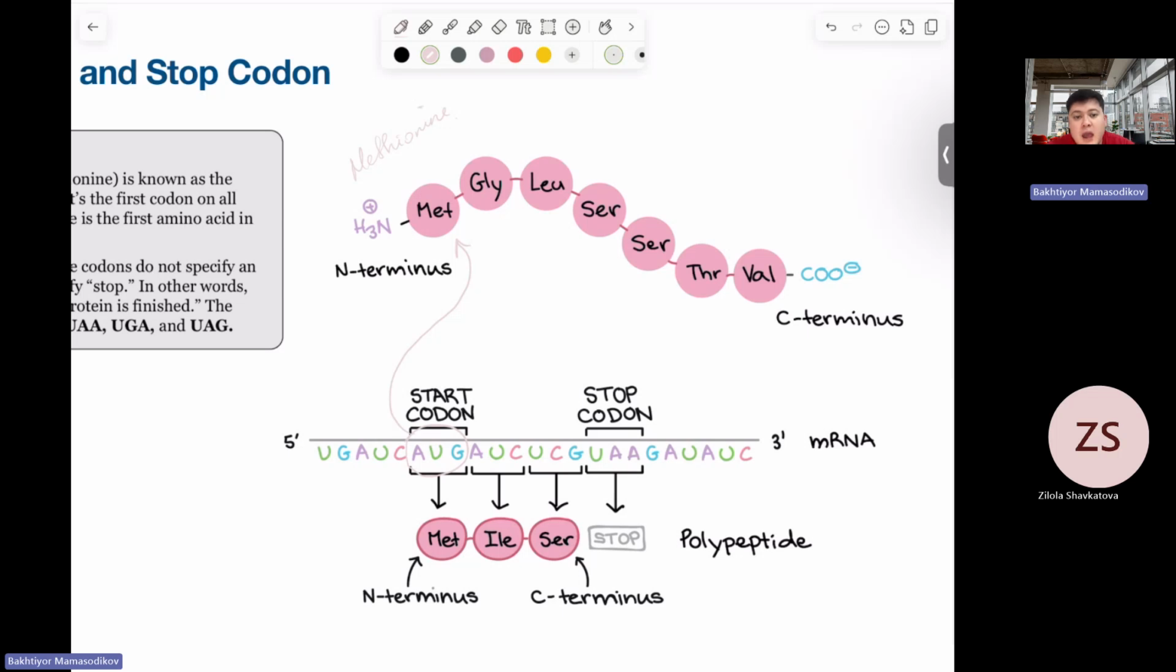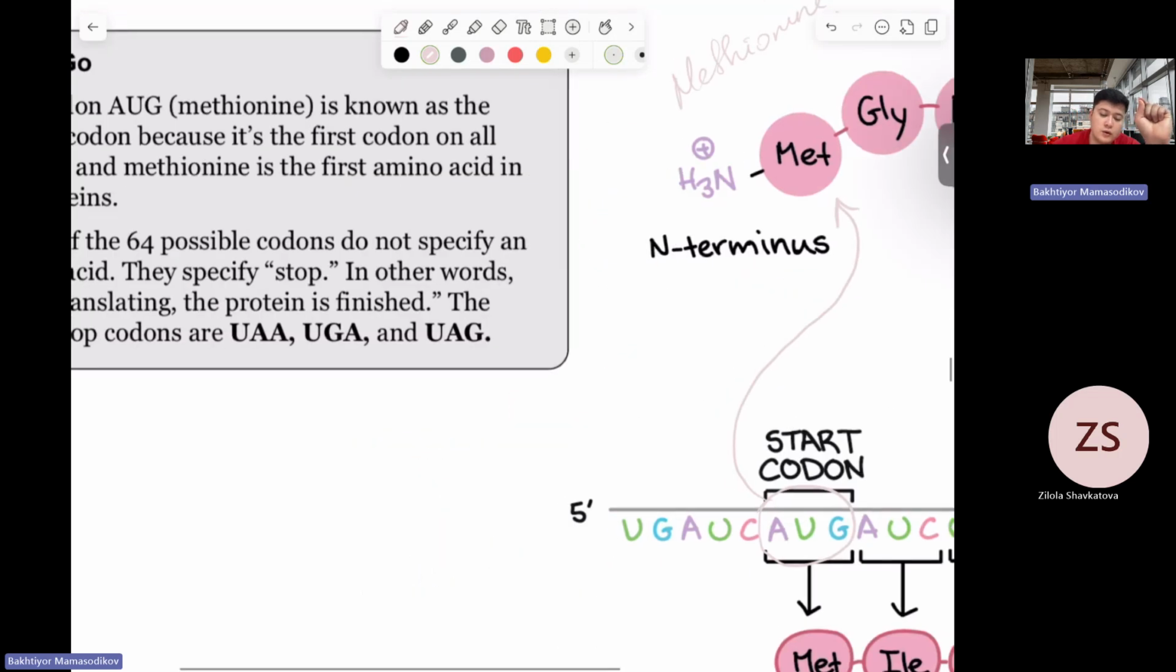Okay, it codes for methionine. Every protein starts with methionine. And we have the stop codons also. Those stop codons are UAA, UAG, and UGA. These don't code for any amino acid. They just stop the translation process. The start codon is the green light to make the proteins, and the stop codon is the red light.